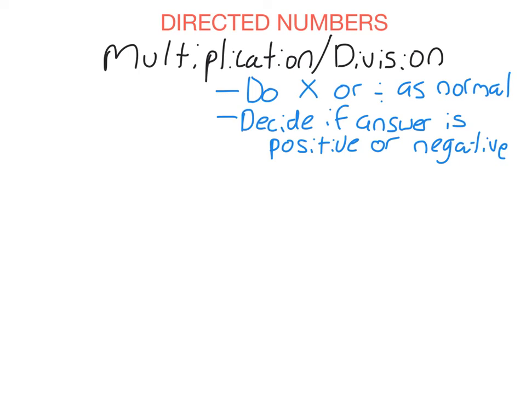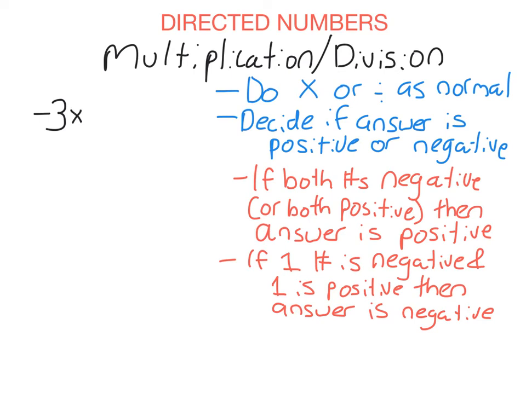If both numbers are negative or both are positive, then the answer you get must be positive. But if only one of the numbers is negative and the other is positive, the answer you get will be negative. So whether or not the answer is positive or negative depends on the signs of the numbers you're multiplying together.